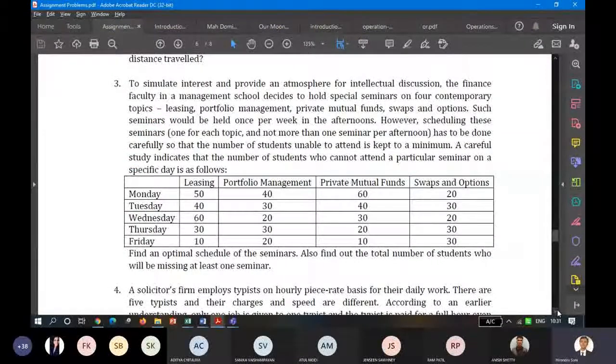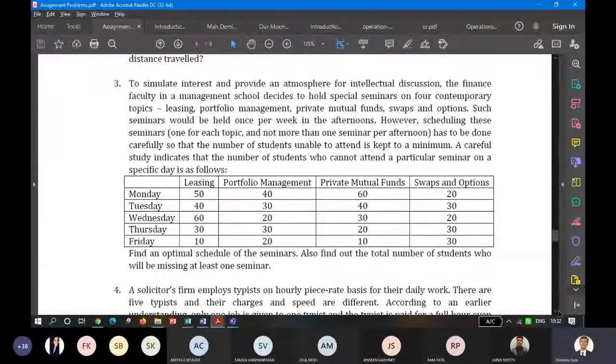Example number 3. To simulate interest and provide an atmosphere for intellectual discussion, the finance faculty in a management school decides to hold special seminars for 4 contemporary topics. Okay. First topic is leasing, second portfolio management, third private mutual funds, swaps and options. Okay. So these are the topics. Such seminars would be held once per week in the afternoons. However, scheduling these seminars, one for each topic and not more than one seminar per afternoon, has to be done carefully so that the number of students unable to attend is kept to a minimum.